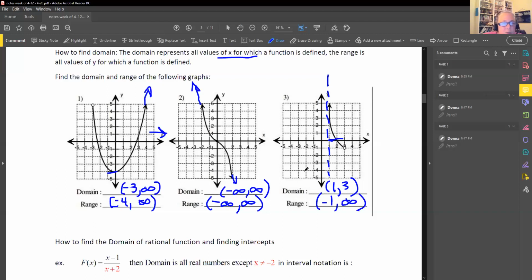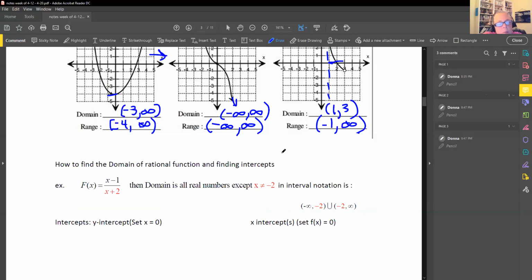All right, so the domain that we care about is with fractions. When you have a fraction, the bottom can't be 0 because you can't divide by 0.